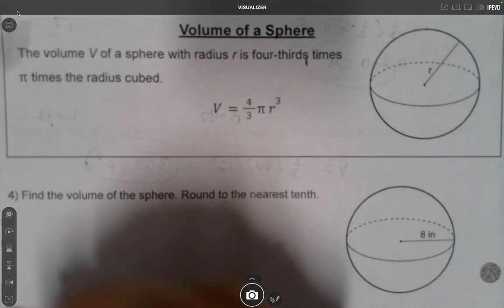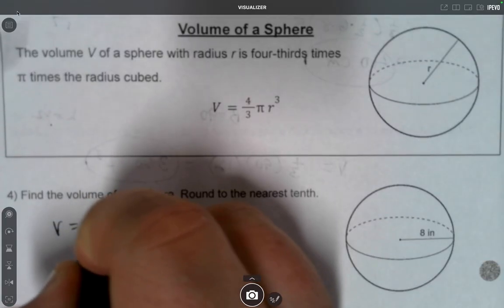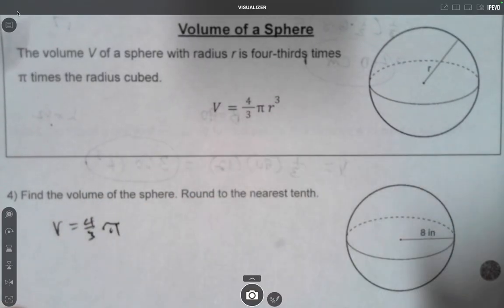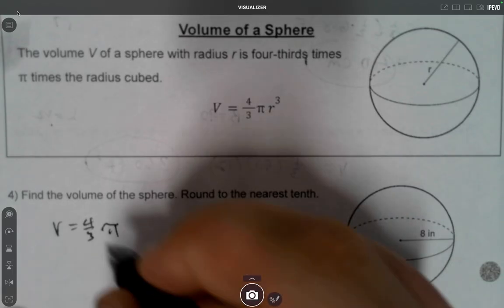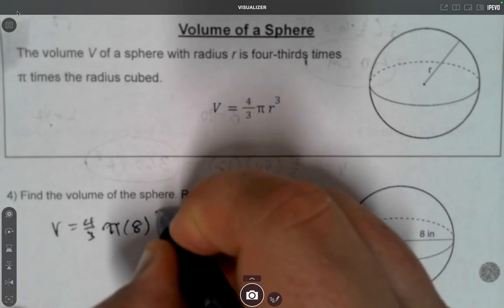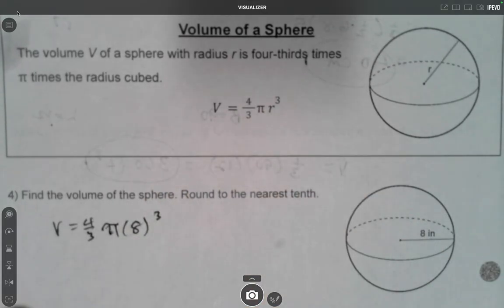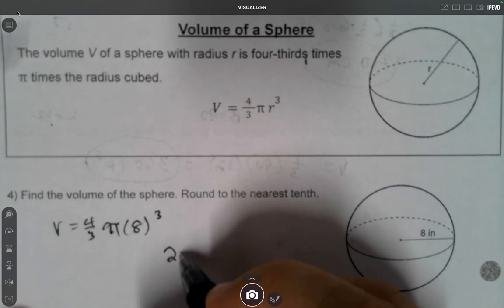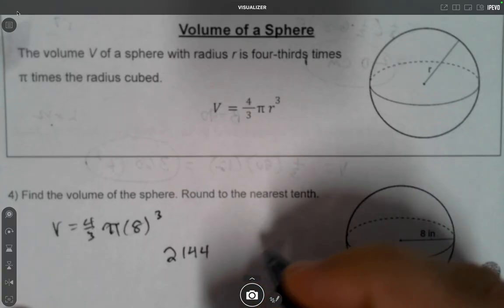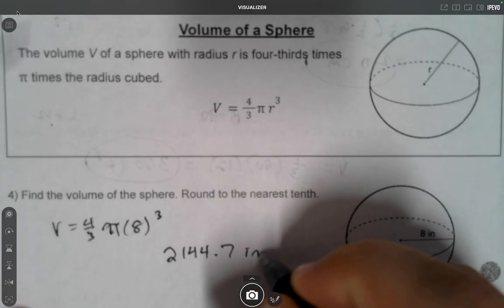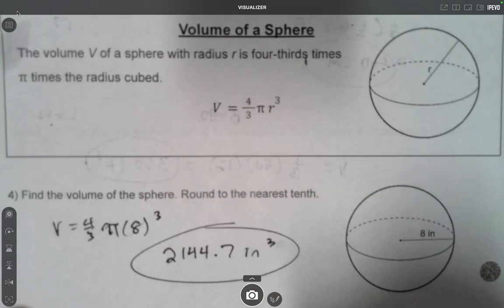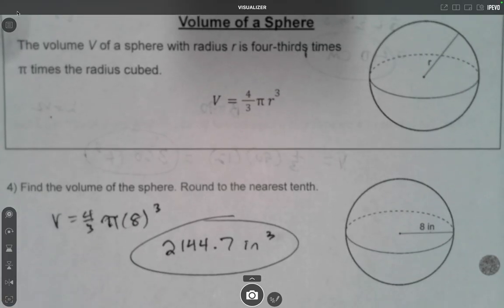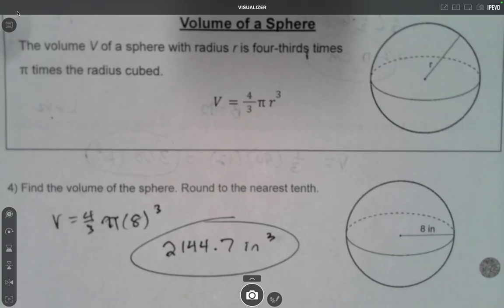So we have V equals 4/3 pi, then our radius in this one is 8. So 4/3 pi times 8 cubed. And if you type that in, it's a bigger number than we've been getting, 2,144.7 cubic inches. So since I am allowing you to use your calculator, as long as you understand how to plug numbers into these formulas, I hope this is very straightforward for you.